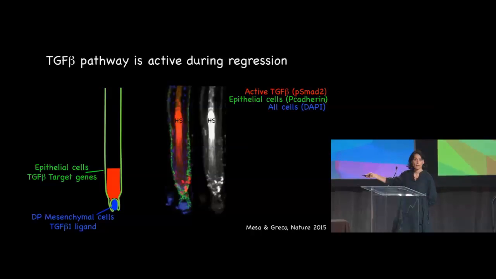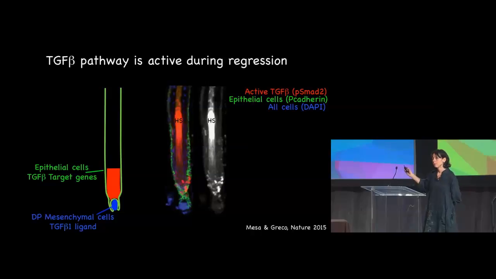In blue, the mesenchyme, and what was seen by RT-PCR is that the TGF-beta1 ligand gets upregulated at the beginning of the regression phase when compared to growth or rest. Also, when you look at the target genes by RT-PCR in the epithelium, as well as by staining, you saw that TGF-beta is activated very close to the mesenchyme at the beginning of the regression phase.